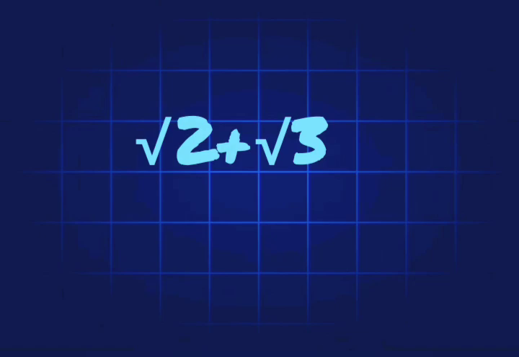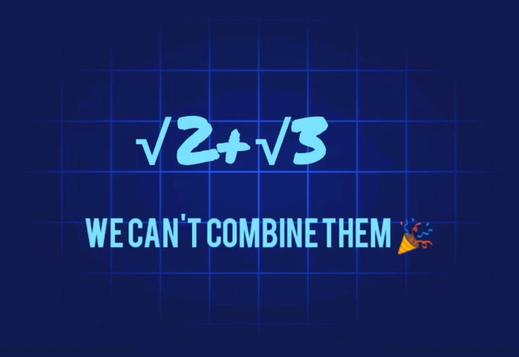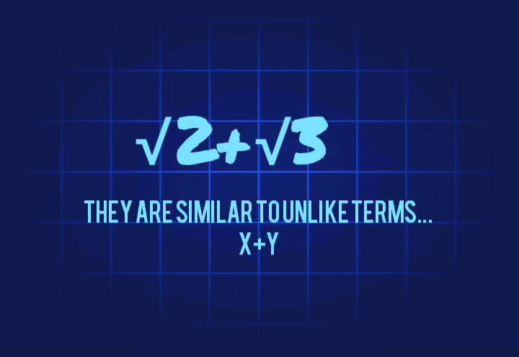But what happens if we have the square root of 2 plus the square root of 3? Here we cannot combine them. They are different surds, just the same way we have unlike terms in algebra. So yeah, we cannot add them.